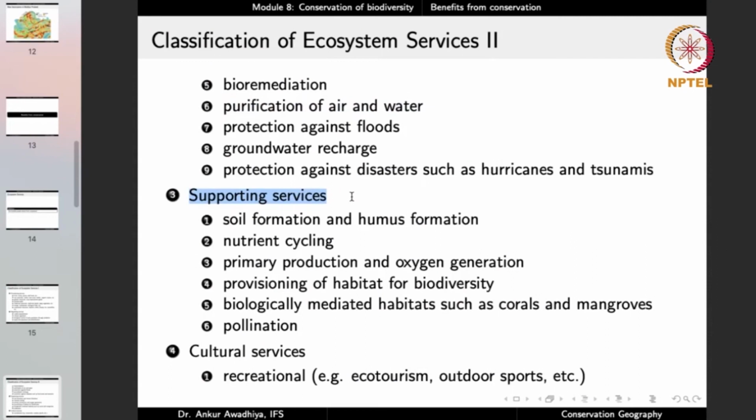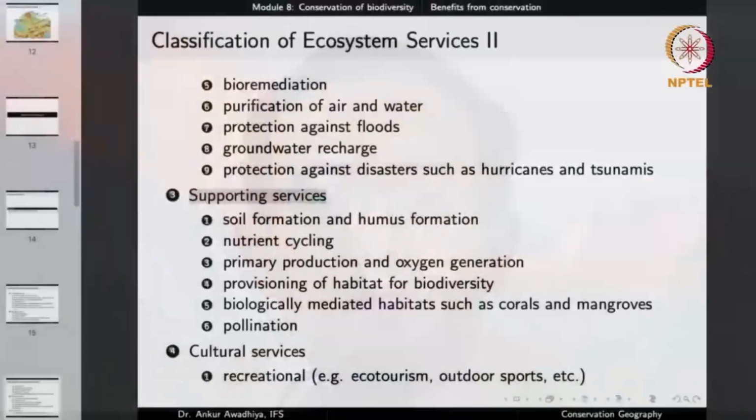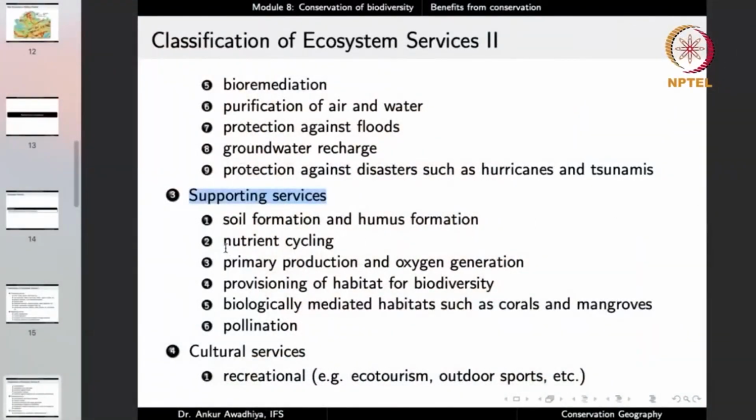Then ecosystems also provide a number of supporting services such as soil formation and humus formation. Now we have seen this before in the context of weathering of rocks, that we have biological weathering which is facilitated by biological organisms such as plants and animals. So this is a supporting service in the form of provisioning of soil, which has a large number of uses, mostly in agriculture. They also perform nutrient cycling, which is again a supporting service.